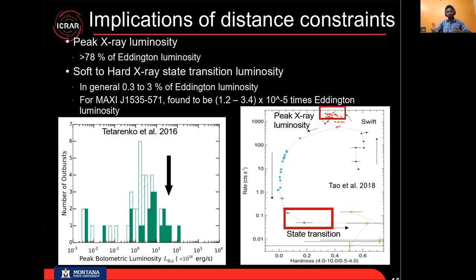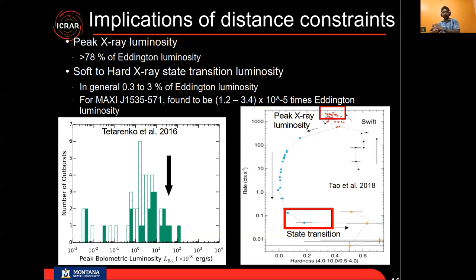Now, these sources, over the course of their outburst, change various X-ray spectral states. As I mentioned earlier, those states are defined by the ratio or the amount of hard or soft photons that you observe. Now, when the source transitions from the soft to the hard state, that happens at a luminosity of around 0.3%. But in the case of this source, we detect that it is 1,000 times lower than the canonical level. So this is generally an outlier.